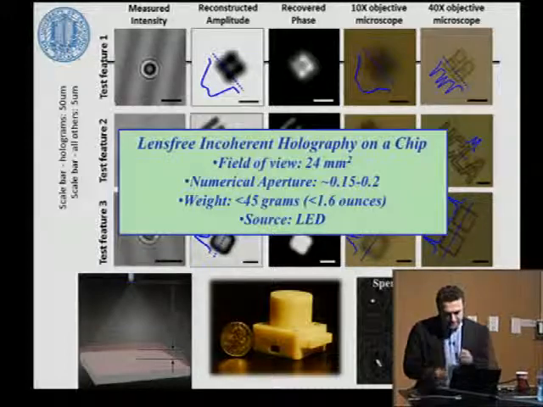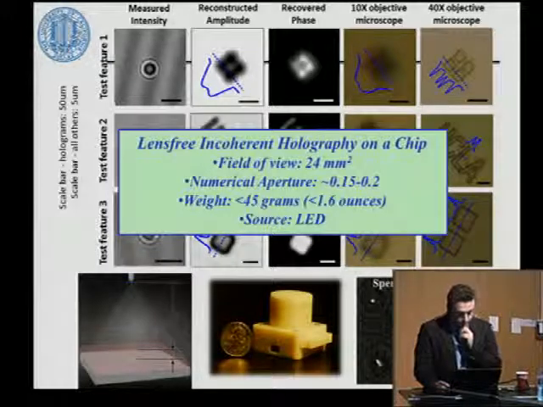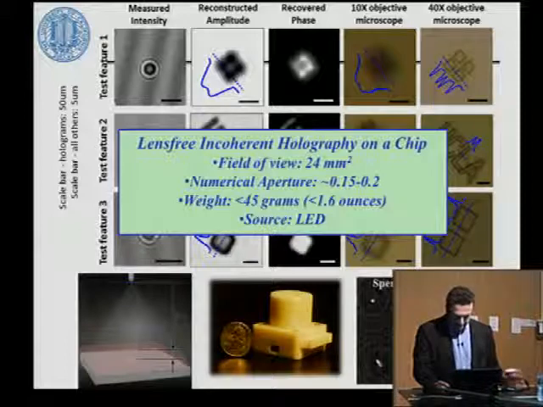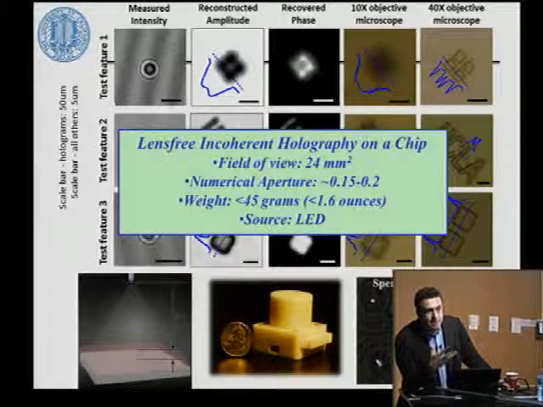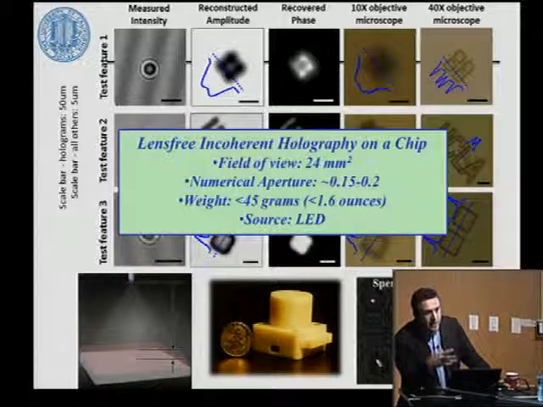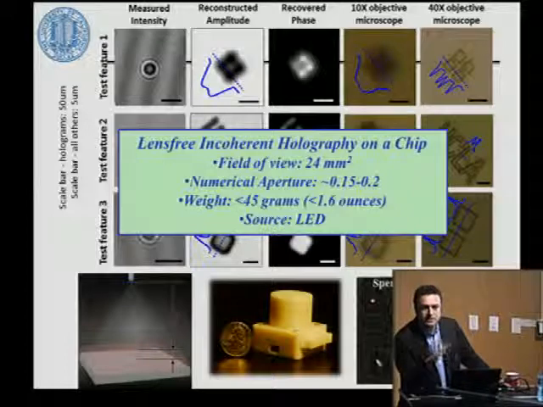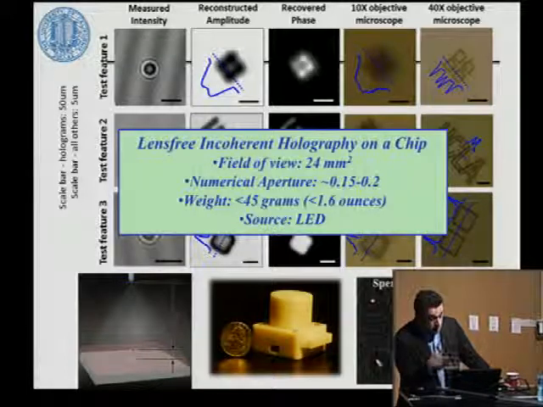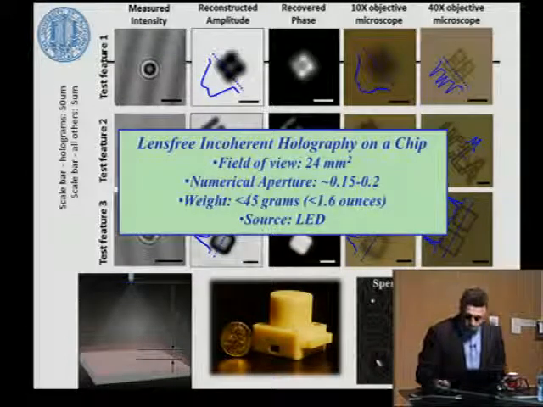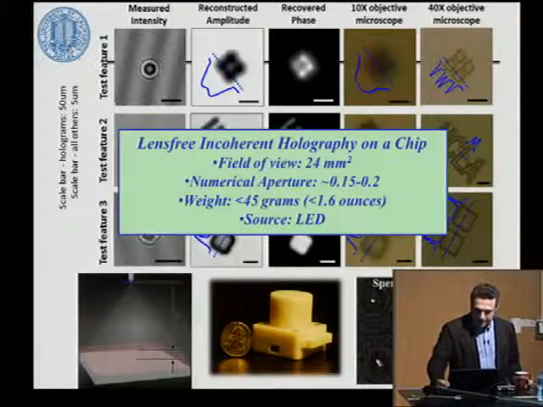So the next step for us was to push this platform to the next step in terms of improving the resolution without sacrificing its design simplicity, cost effectiveness, mobility, and field of view, meaning 1x geometry, active area.